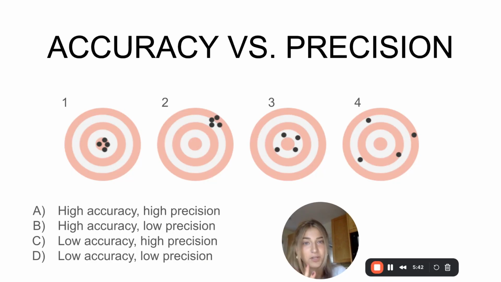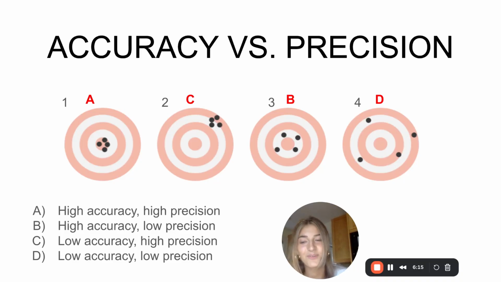So this isn't necessarily something you're going to be tested on, but I thought it was a good way to kind of think about it. Accuracy versus precision. So we have 4 targets here, and out of these 4, which ones go with A, B, C, and D in terms of the little dots on the target? I'll give you a few seconds to think about it, and then you can pause if you need more time. Okay, 3, 2, 1.